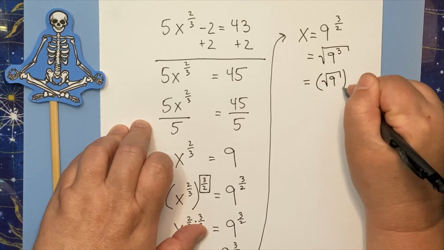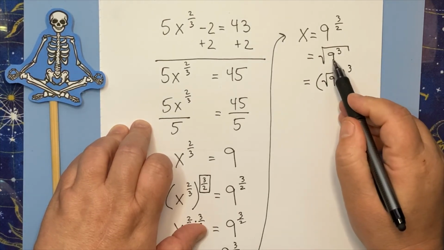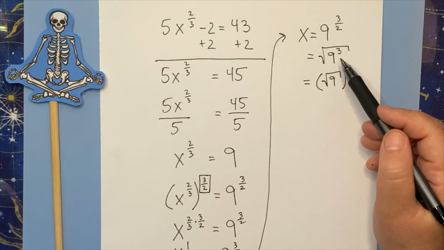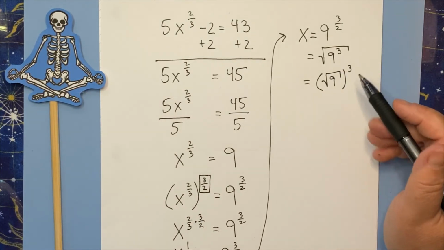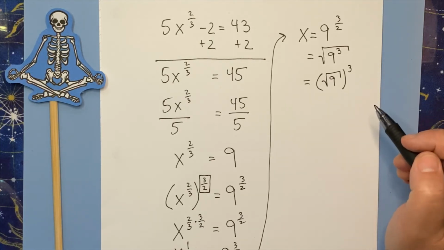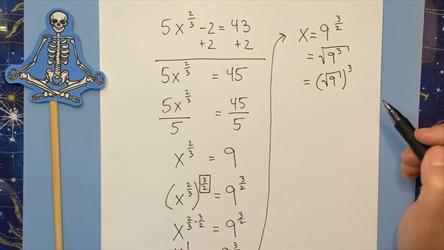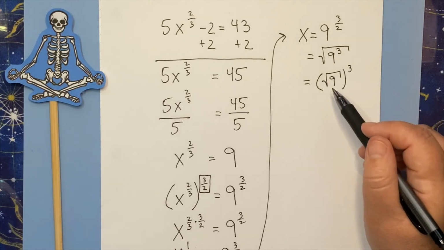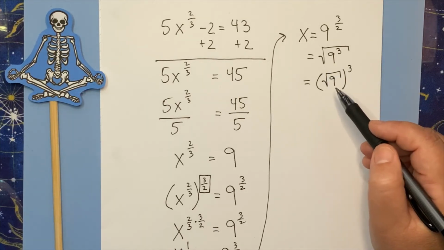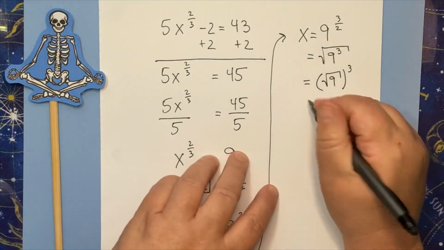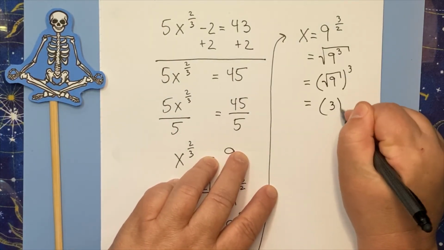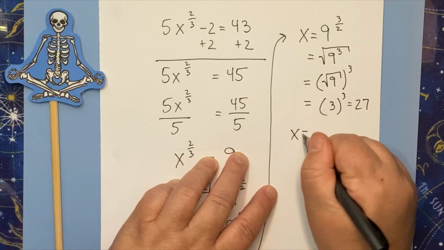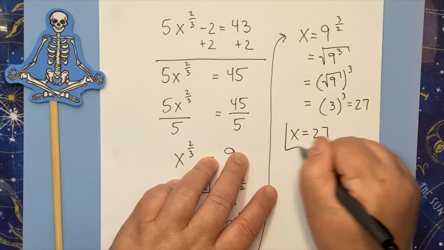Radical 9 cubed. You're welcome to do 9 cubed. Let's see, 9 times 9 is 81. So 9 times 9 times 9 is going to be 729. That's fine. If you want to do that and then find the square root, that's great. Or you could take radical 9, make it smaller first, which is 3 cubed, which is 27. I think x is 27.